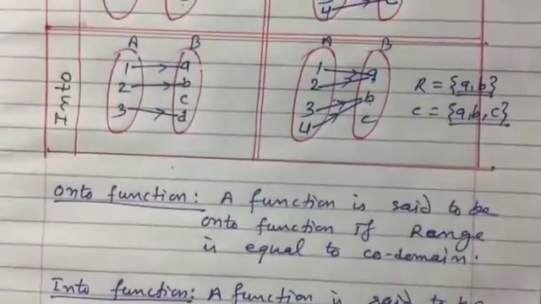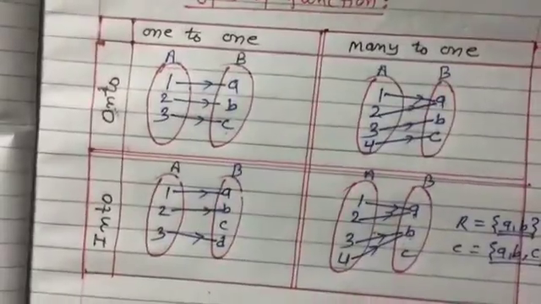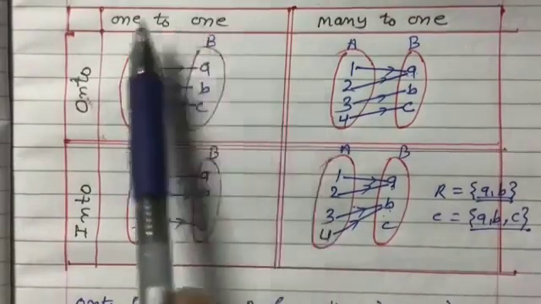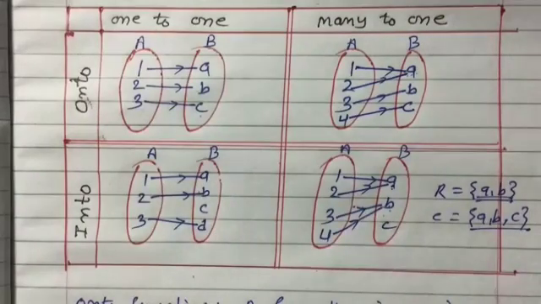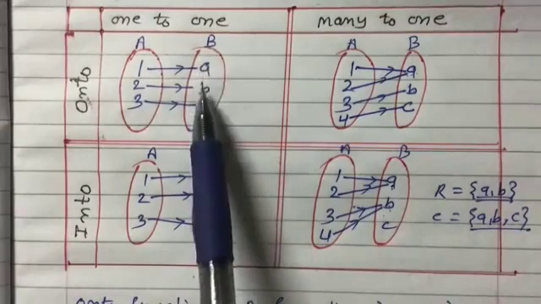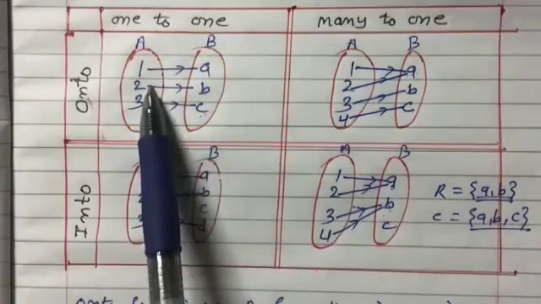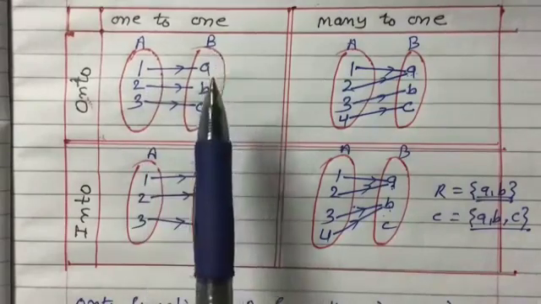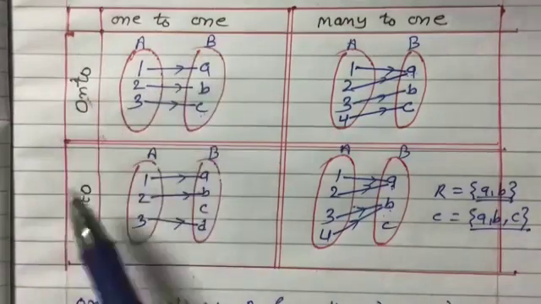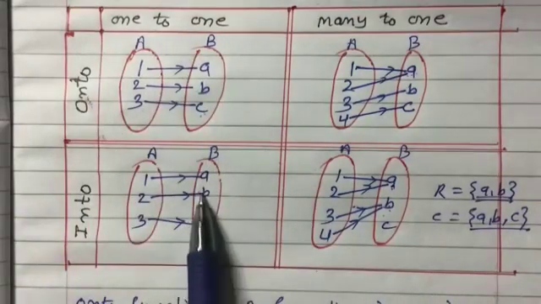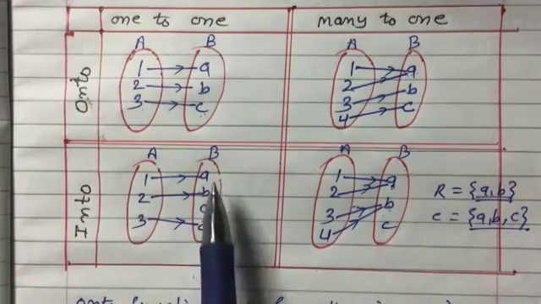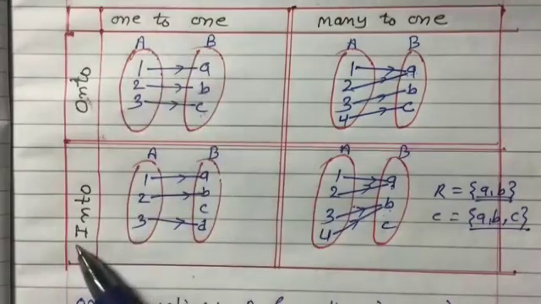Sometimes you may be asked in combination form also, then what is one-to-one onto function? Then we can define like this. One-to-one function we have already defined: a function is said to be one-to-one function if every image has only one pre-image, and if codomain is equal to range, that is one-to-one onto function. Similarly, one-to-one into: if every image has only one pre-image and range is a proper subset of codomain, then it is one-to-one into.